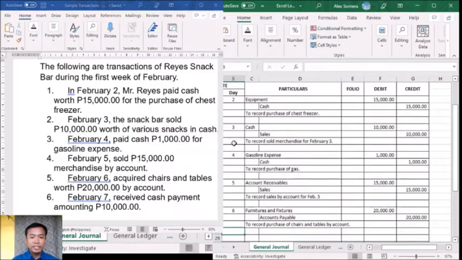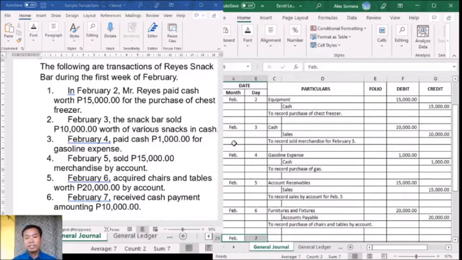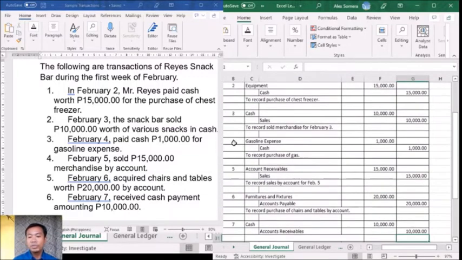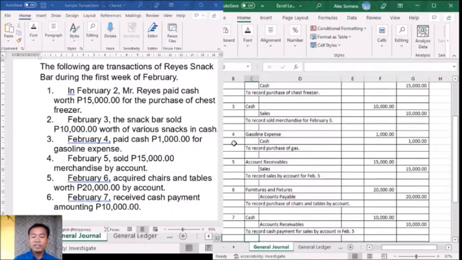And lastly, transaction number 6 is stated as February 7, received cash payments amounting to 10,000 pesos. Repeat the same process. Sulat natin yung date, determine natin yung account. So ito, nagbayad ng utang yung nakautang sa atin, nakautang sa snack bar noong February 5. And therefore, we need to put cash here. So we need to debit cash amounting to 10,000 pesos. At i-credit naman natin yung accounts receivable kasi nga nagbayad sila ng utang. Okay, amounting to 10,000 pesos. And the reason for posting this transaction is to record cash payments of sales by account in February 5.